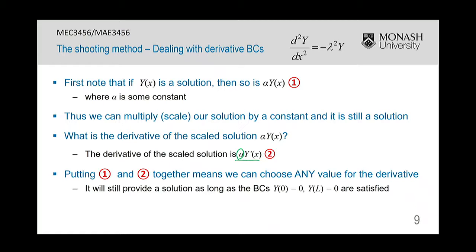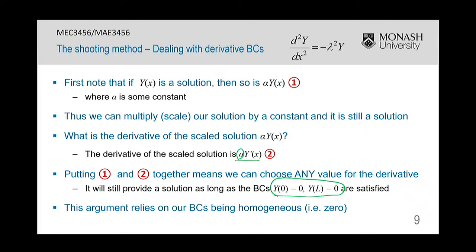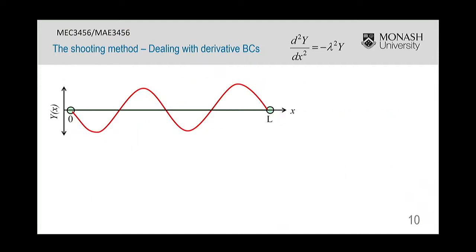So, we're still going to get a solution provided these two boundary conditions are satisfied. It doesn't matter what the initial slope is equal to. Now this argument relies completely on our boundary conditions being homogeneous, in other words 0. If that's not the case, then we can't do this. But they are 0, so let's continue.